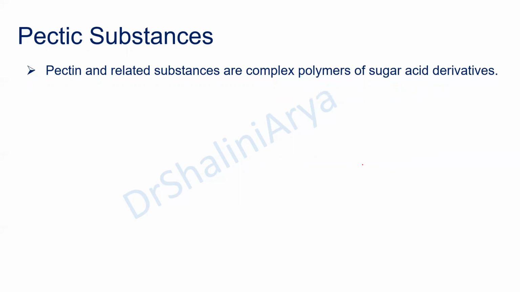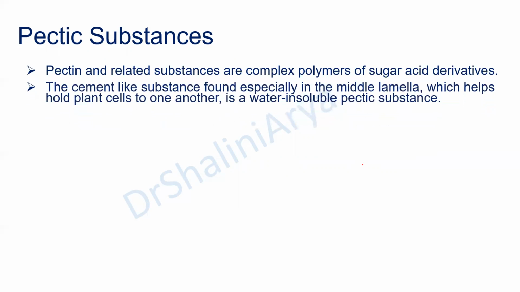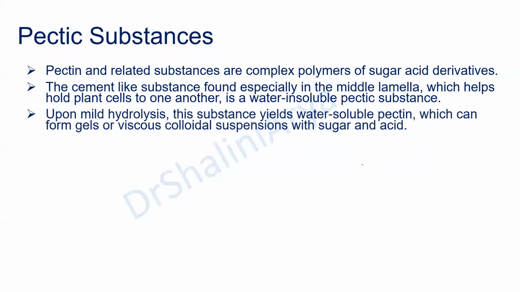Further, another factor responsible for affecting the texture is the pectic substances. Pectin and related substances are complex polymers of sugar acid derivatives. It is the cement-like substance found especially in the middle lamella, which helps hold plant cells to one another. In the previous figure I have already shown you that they are found in the middle lamella, which helps in holding the plant cells together. And it is basically a water insoluble pectic substance.